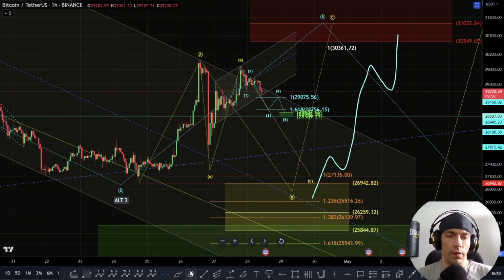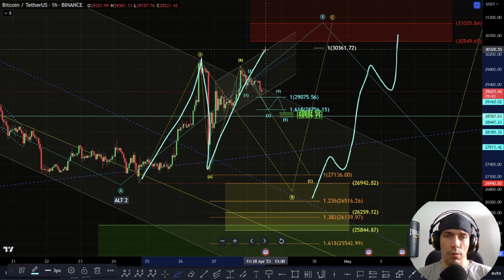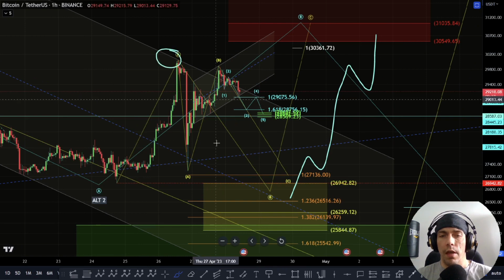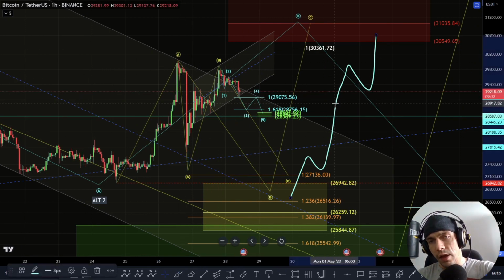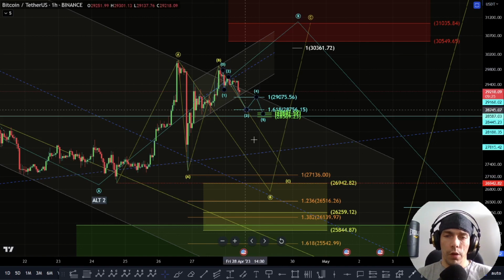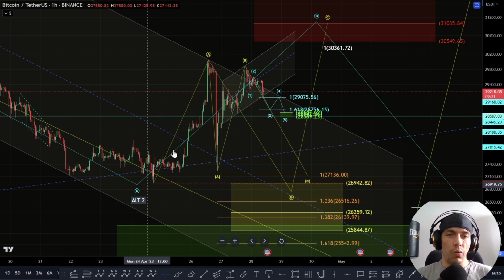It is also possible within the structure that if we take this high, we'd say this is a B wave here, and this would be A, B, and then we'd be looking for a C wave to the upside. That one-to-one would take us to this 30,361 area. So that's just what we need to be cautious of. I do still anticipate more downside, but for as long as we hold 26,942, we need to be aware that we could move directly to the upside.